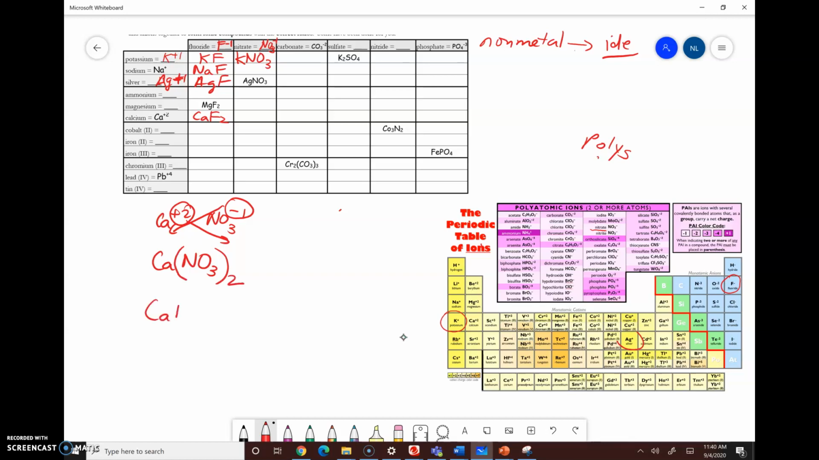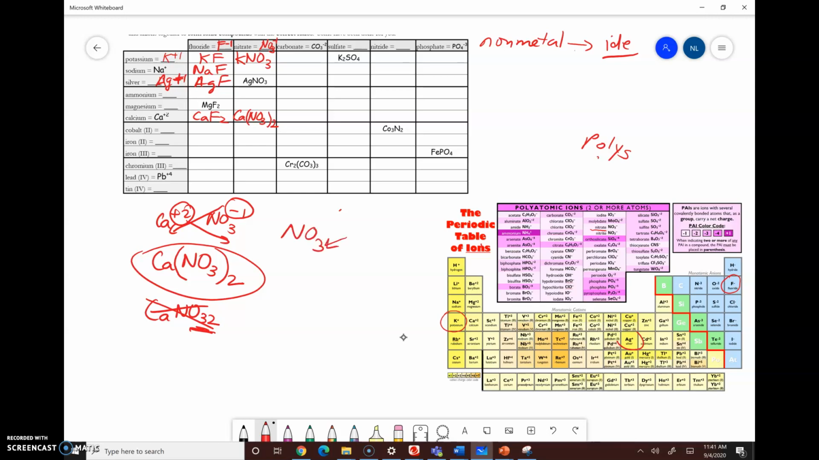I don't want to see this happening, okay? Don't do that, all right? When you bring that 2 to nitrate, then you're telling me that you have 32 oxygens, and that's not true. So we're not going to do that. This right here is the formula. So it's Ca(NO3)2.